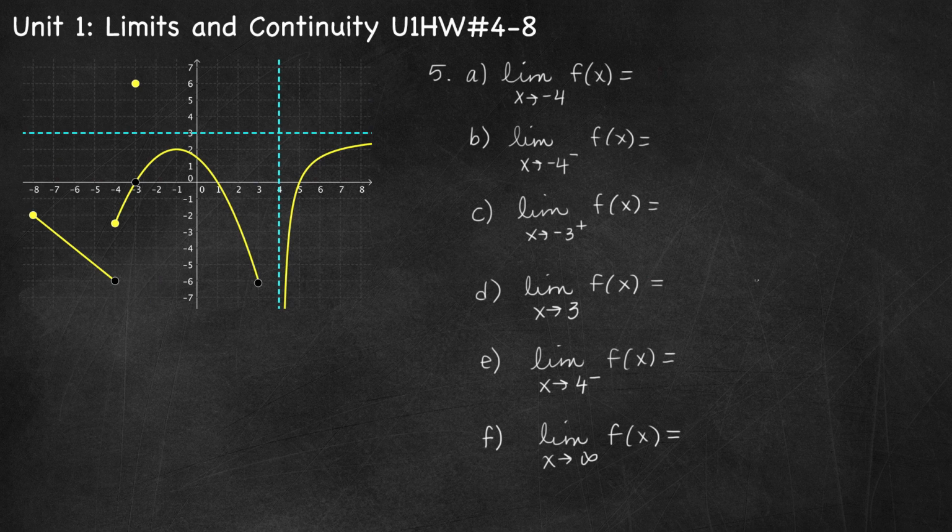Number 5, find the limit of f as x approaches negative 4. This is a two-sided limit. As we approach negative 4 from the left-hand side, the function value is approaching negative 6. As we approach negative 4 from the right-hand side, the function value is approaching, we'll say, approximately negative 2.8. Since the left-hand limit and the right-hand limit are different values, we say the limit does not exist.